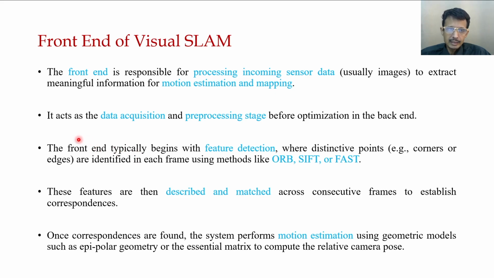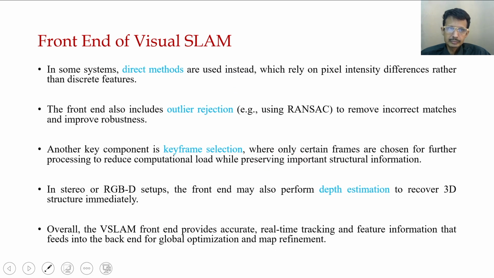The front end typically begins with feature detection, where distinctive points such as corners and edges are identified in each frame using methods like ORB, SIFT, FAST. So these are the image processing steps. These features are then described and matched across consecutive frames to establish correspondence. Once correspondences are found, the system performs motion estimation using geometric models such as epipolar geometry or the essential matrix to compute the relative camera pose. So this is the front end.